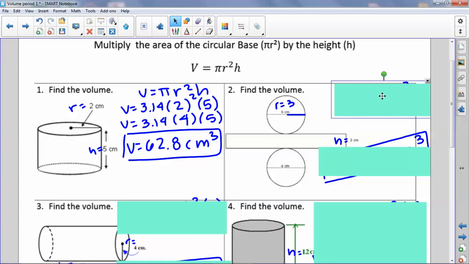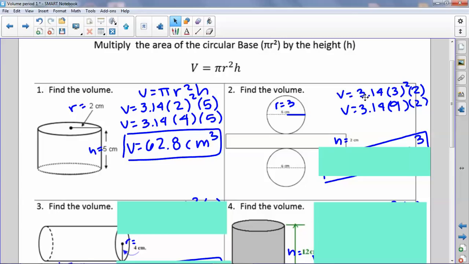So, plugging it in, we have 3.14 times 3 squared times 2. Remember to square that 3 first, and that's where we get that 9. So now we can multiply 3.14 times 9 times 2. So go ahead and multiply those 3 numbers to get an answer. We should get an answer of 56.52 centimeters cubed.